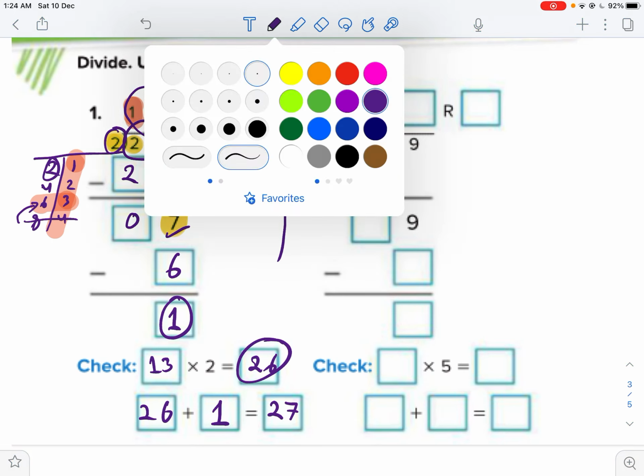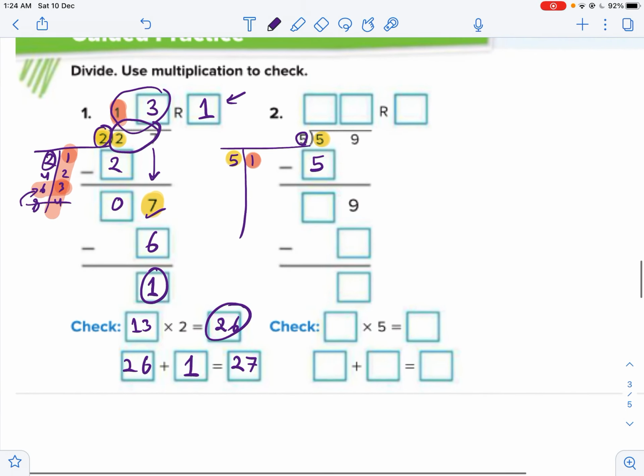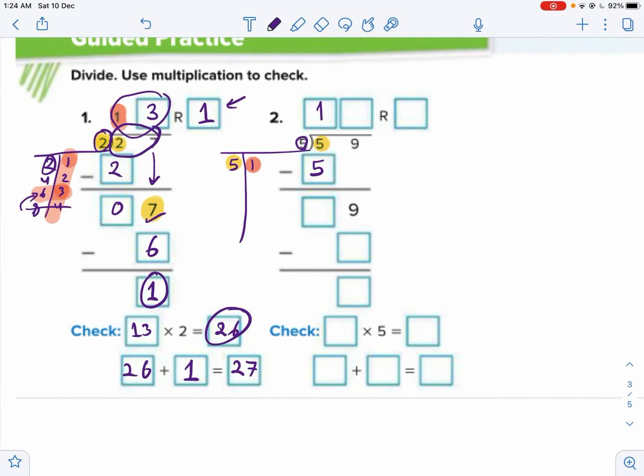Now, what is the number that gave this 5 to you? Your hero is the 1. So you will write the 1 up here. Then you subtract. 5 minus 5 is 0. Then you bring the 9 down because you didn't use it. Now let's look for the 9, because of course the 9 is bigger than the 5. Let's look for it.